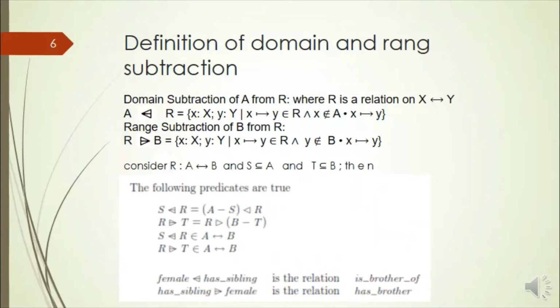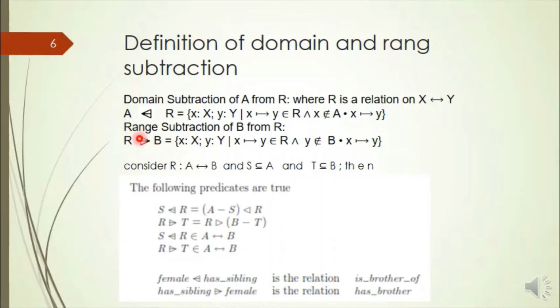Now we discuss the formal definition of the domain and range subtraction operator. Domain subtraction of A from R, where R is a relation on X double arrow Y, which is a relation data type. Now A is a subset of X, which is a domain set, and from which we want to subtract the ordered pairs from relation R. Then this operator would not include the ordered pairs which belong to set A.